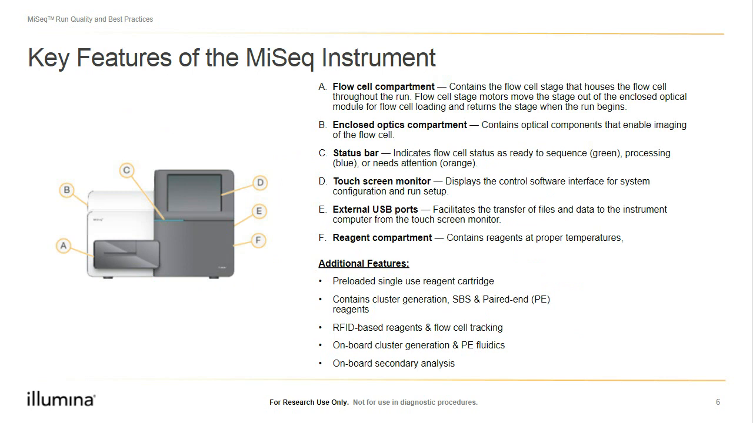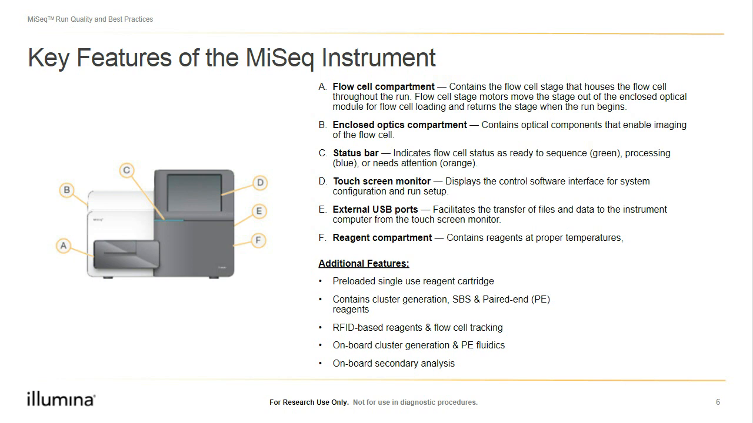Let's start with some key features of the MiSeq instrument. A shows the flow cell compartment, which contains the flow cell stage, which houses the flow cell throughout the run. Flow cell stage motors will move the stage in and out of the enclosed optical module and return the stage when the run begins. B shows the enclosed optical compartment, which contains the optical components which enable imaging of a flow cell.